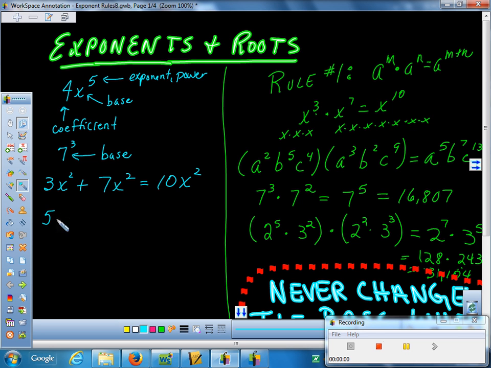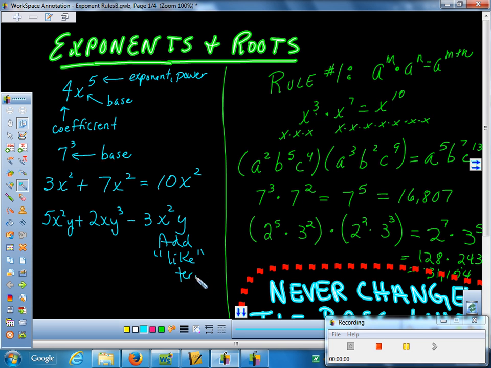For example, if I give you 5x squared y plus 2xy cubed minus 3x squared y, can I actually combine all 3 of those terms together? And of course the answer is no, you can only add like terms. Okay, and what do we mean by like terms?